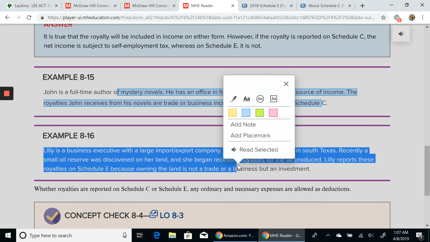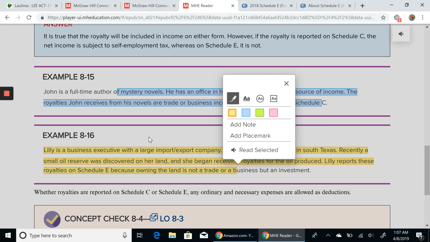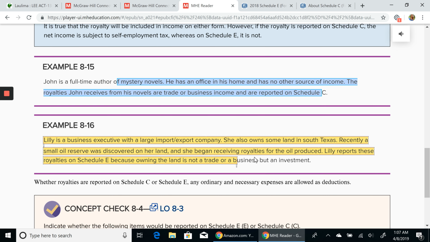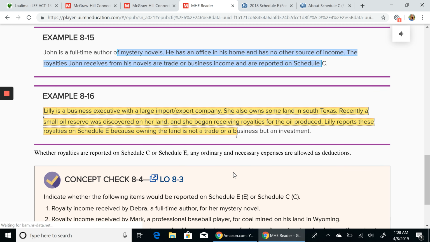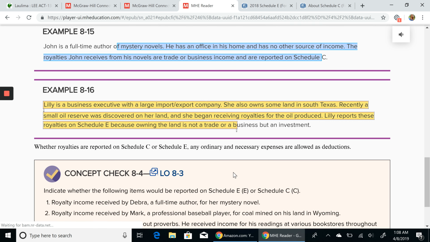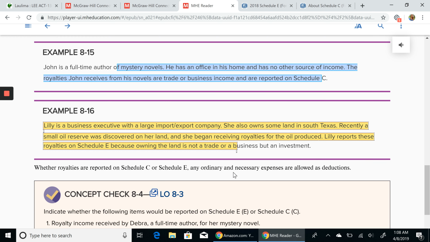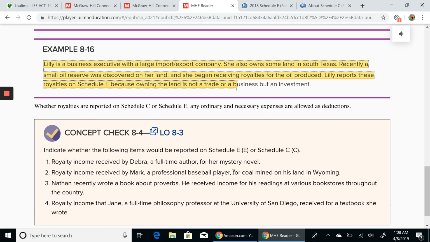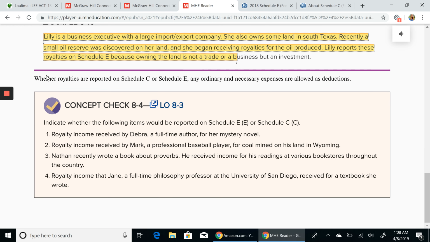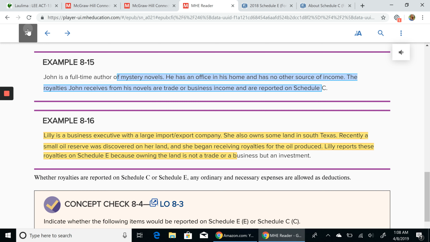Here's another example. Lily is a business executive with a large import-export company. She owns some land in South Texas. Recently, a small oil reserve was discovered on her land, and she began receiving royalties for the oil produced. Lily reports these royalties on Schedule E because owning the land is not a trade or business, but an investment. Another company is extracting the oil, but paying her royalties for using the land and taking the oil off of it. Okay, so that is all for this chapter.